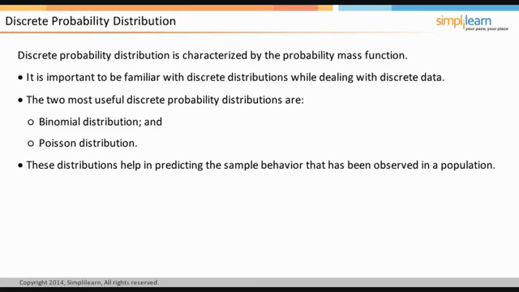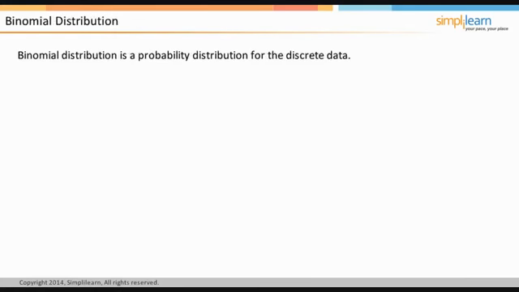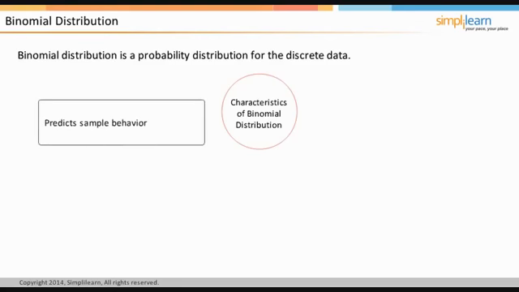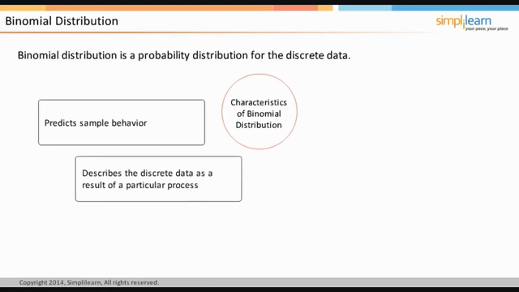Let us learn about binomial distribution in the following screen. Binomial distribution is a probability distribution for discrete data. Named after the Swiss mathematician Jacob Bernoulli, it is an application of popular knowledge to predict the sample behavior. Binomial distribution also describes the discrete data as a result of a particular process, like the tossing of a coin for a fixed number of times, and the success or failure in an interview.